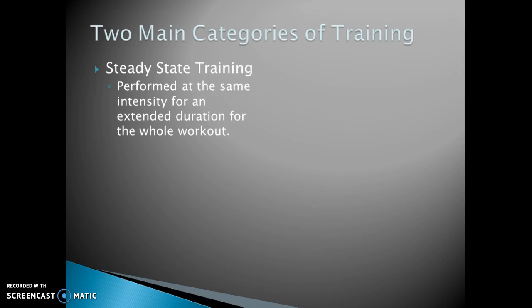So some of the points for steady state training are that it's performed at the same intensity for an extended duration, for the whole workout. So there's not a whole lot of change in intensity during that workout bout. It's basically going to stay the same, and that's why I refer to it as steady state training. Now, with this type of training, in order to get a decent workout, you're going to need to work out anywhere between 30 minutes to upwards of 2 hours.